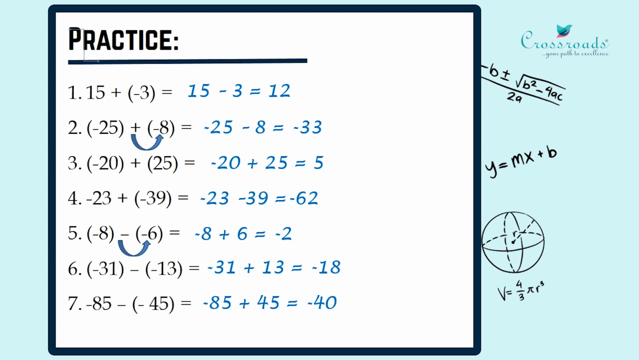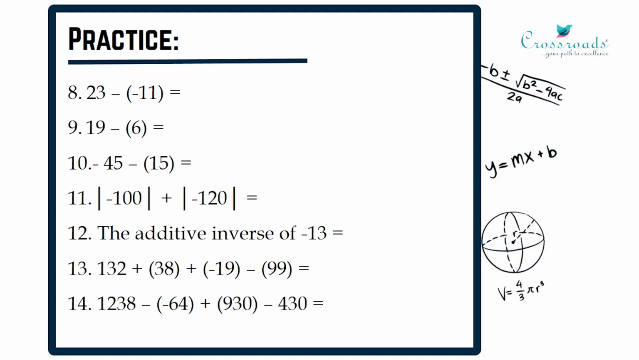Minus 85 minus minus 45. So minus into minus is plus. We take the difference between both and retain the sign of the greater number. So the answer is minus 40. Moving forward, 23 minus minus 11. So 23 plus 11 is nothing but 34. 19 minus 6 is a simple subtraction, so the answer is going to be 13. Minus 45 minus 15. The resultant answer is going to be minus 60. When we have two negative numbers like this, we add them and retain the negative sign.